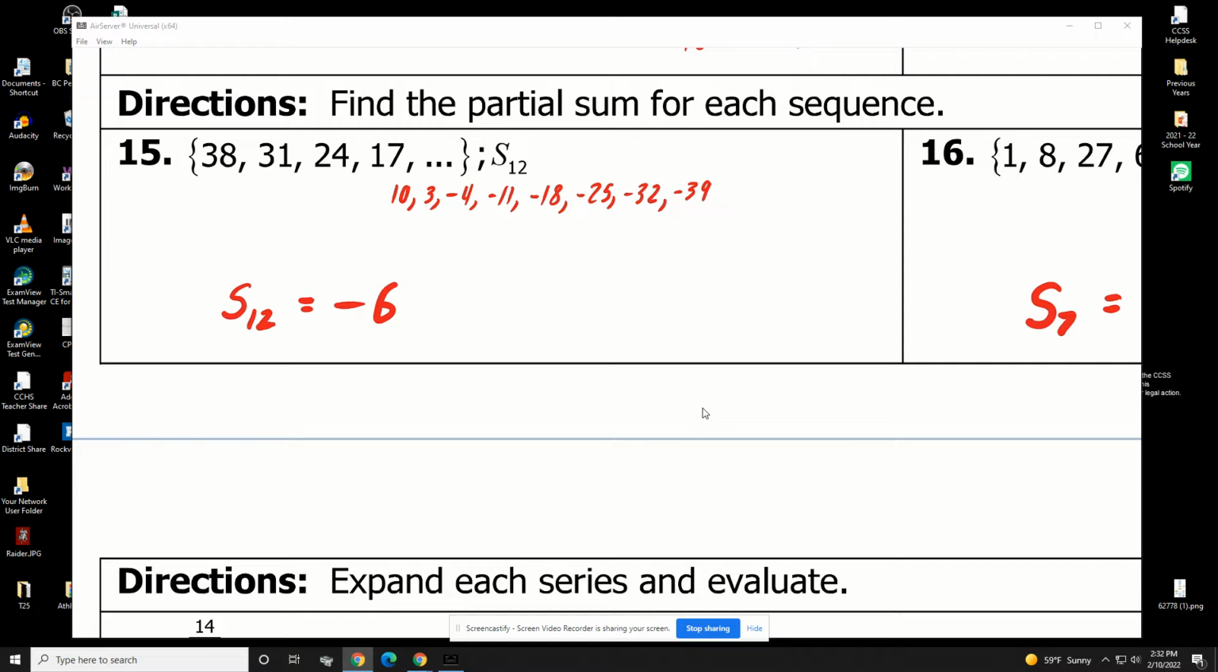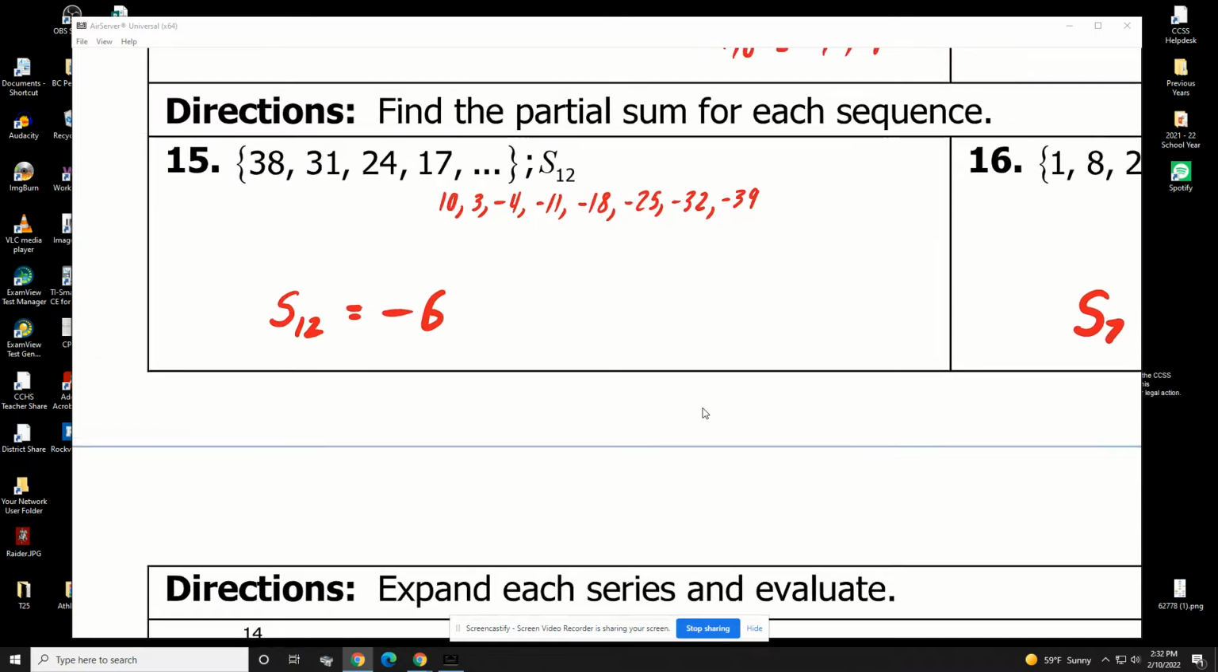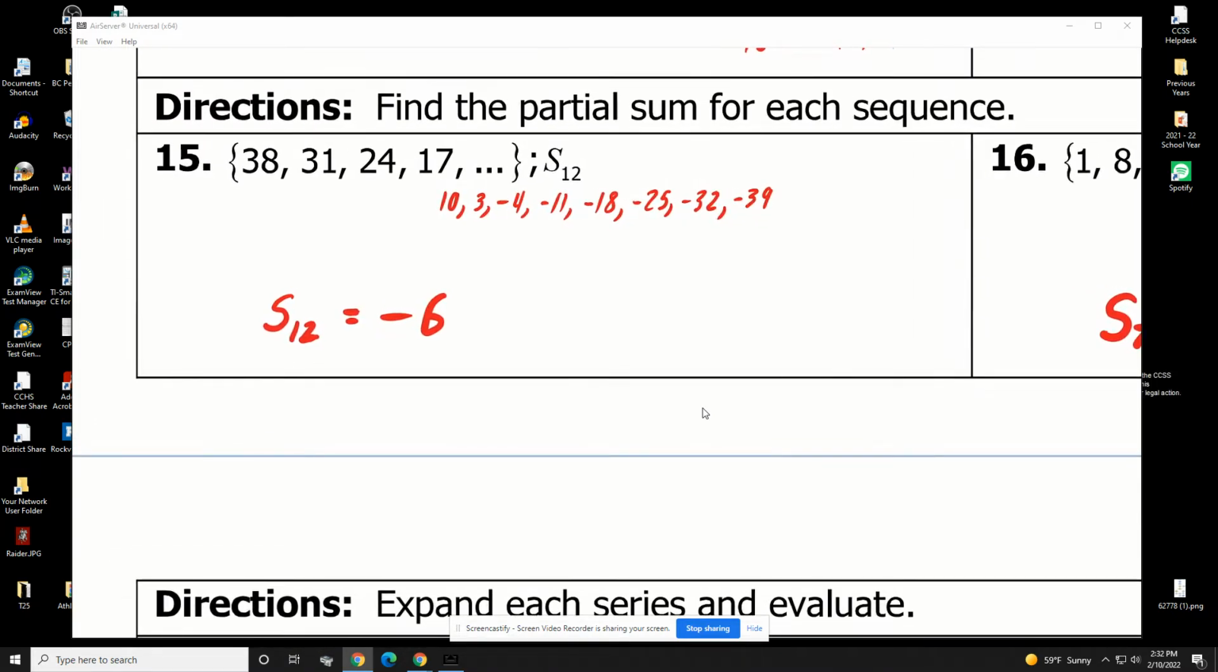This is the video that I put together for today's lesson, but I want to start with last night's homework. So let's go ahead and look at number 15. Again, remember with these 15 and 16, you were just going to find the partial sum. If you notice with this particular problem, it's changing by subtracting 7 every time.